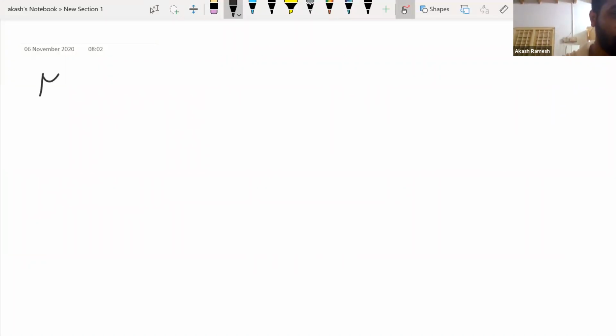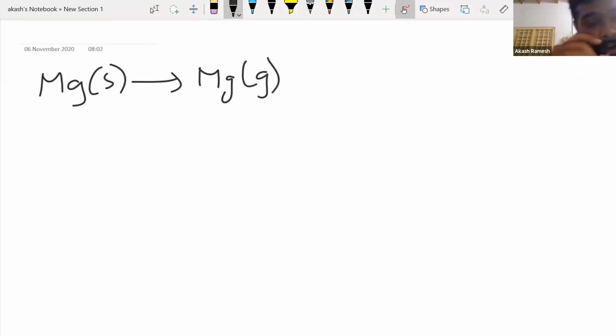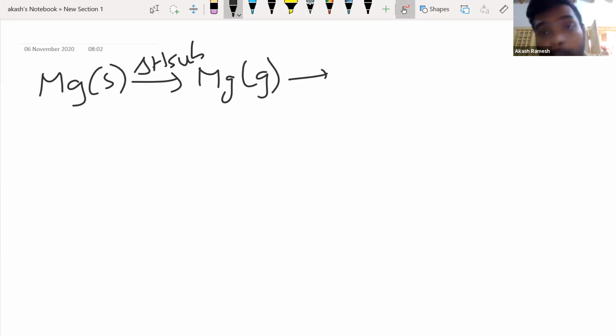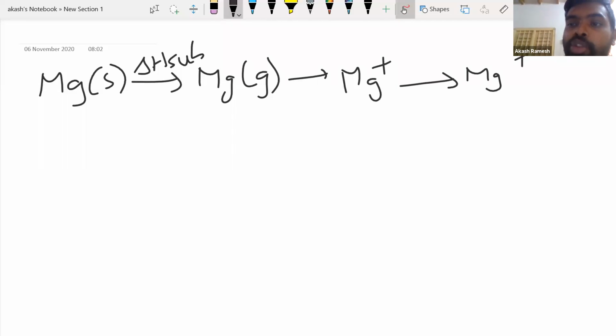Right. So again, Mg is going to be in solid state. Correct, right? So obviously I have to convert it into Mg in gaseous form so that I can form the ion, right? So here I'm going to have enthalpy of sublimation to be supplied, and I already know that. Okay, now I have to form Mg2+, is it not? But you cannot form directly Mg2+. First, you have to form Mg+, and then you have to form Mg2+. First, one electron has to be removed, then the next electron has to be removed.